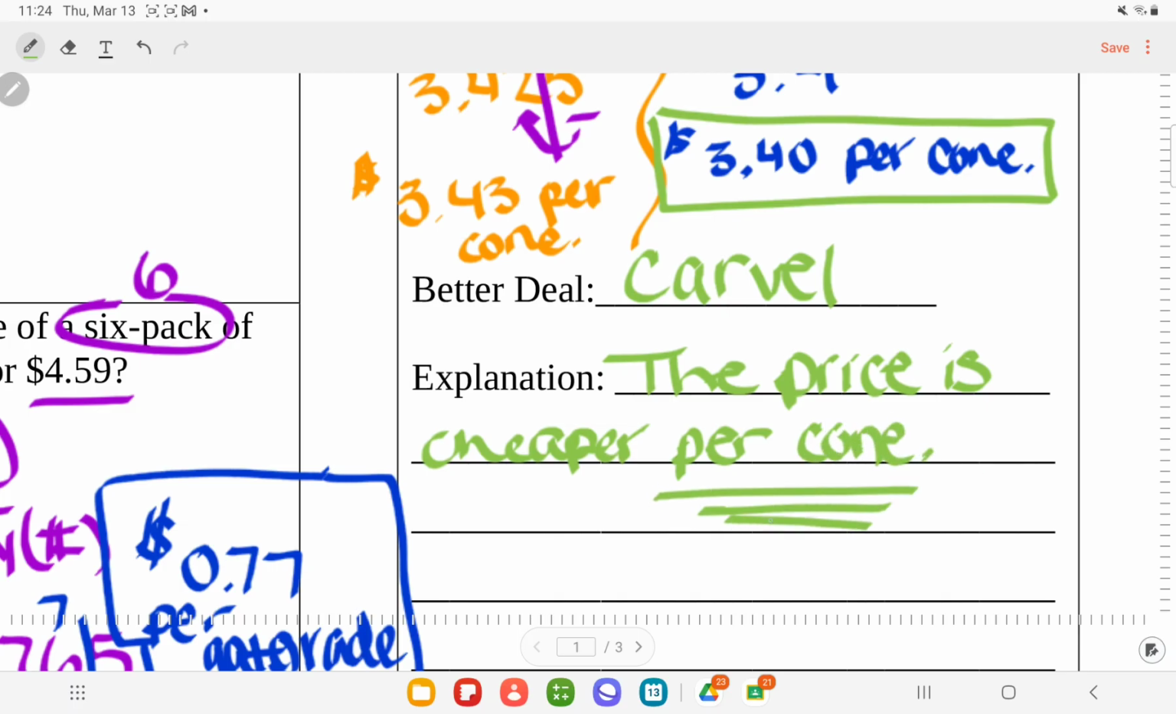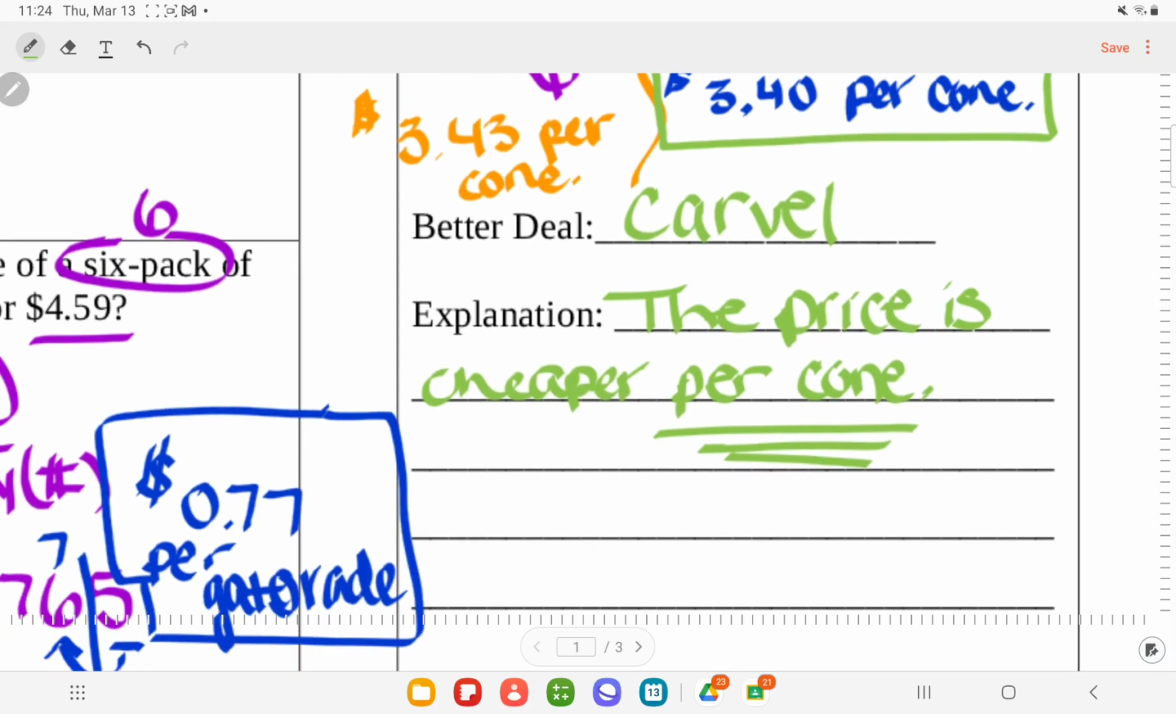That part's really important. That's the part we keep missing. So don't forget, it's not actually cheaper. The price is cheaper per cone, or you could say it has a lower unit price or a cheaper unit price, if you'd rather say unit.